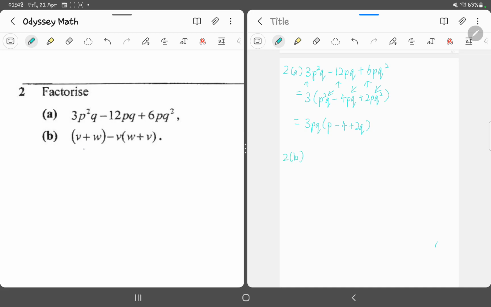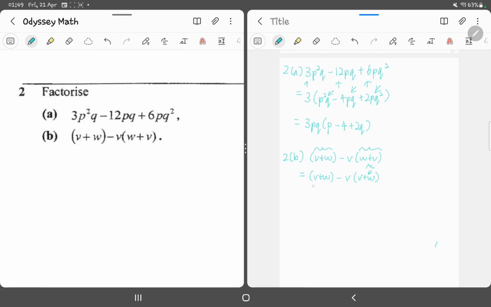So 2b over here is actually, let's copy down the question, v plus w, minus v bracket w plus v bracket. Okay? So look at this v plus w over here and w plus v. I'm just going to switch the terms. You know, they look quite the same, right? So I'm just going to switch the terms over here, w plus v. So actually this will be bracket v plus w bracket minus v bracket v plus w bracket. So I'm swapping the position of the terms to get this over here.